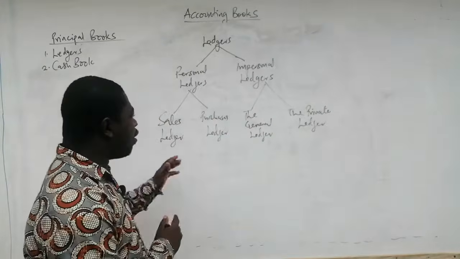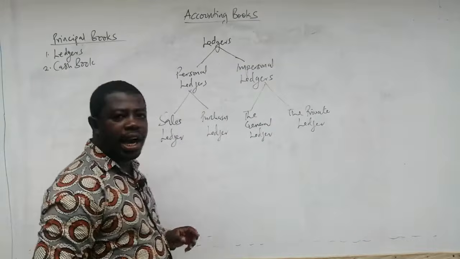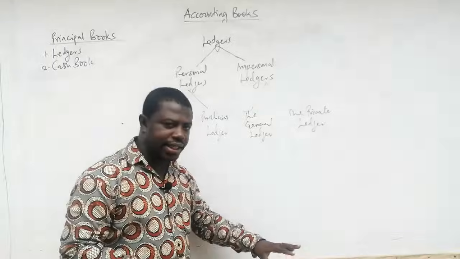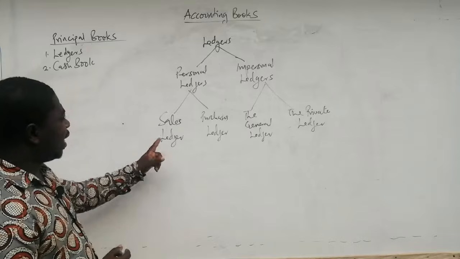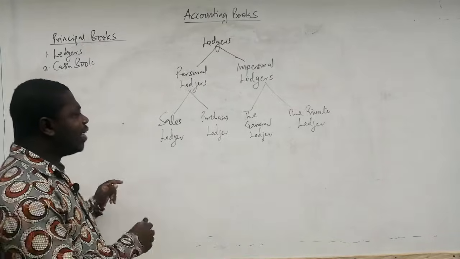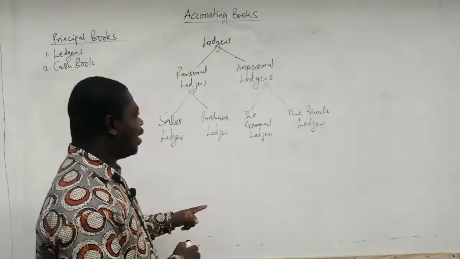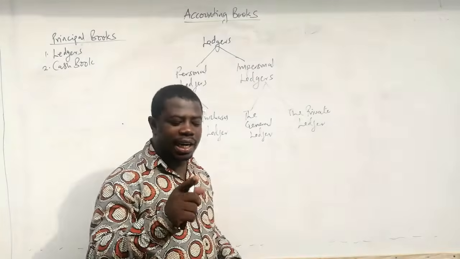So these are 4 different types of ledgers, which are also classified under 2 broad headings. So we have the personal ledgers and the impersonal ledgers. Now take note very carefully. When we get to the personal ledgers, the name sales ledger does not mean that the sales ledger contains accounts of sales. The purchases ledger does not mean that the purchases ledger contains accounts of purchases.